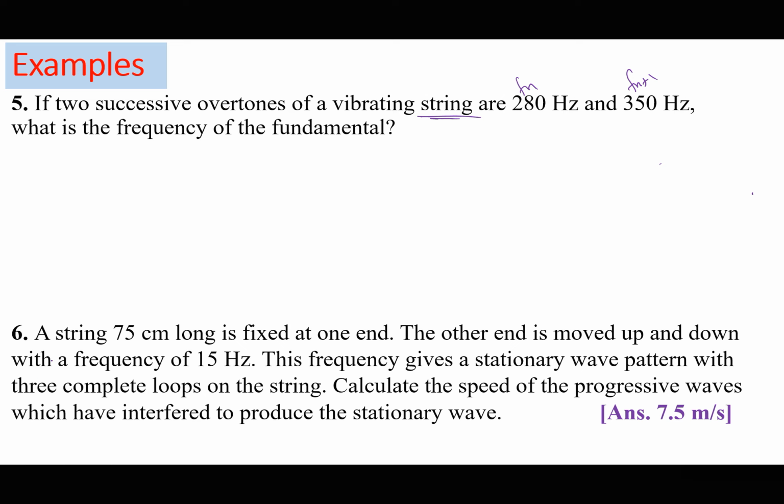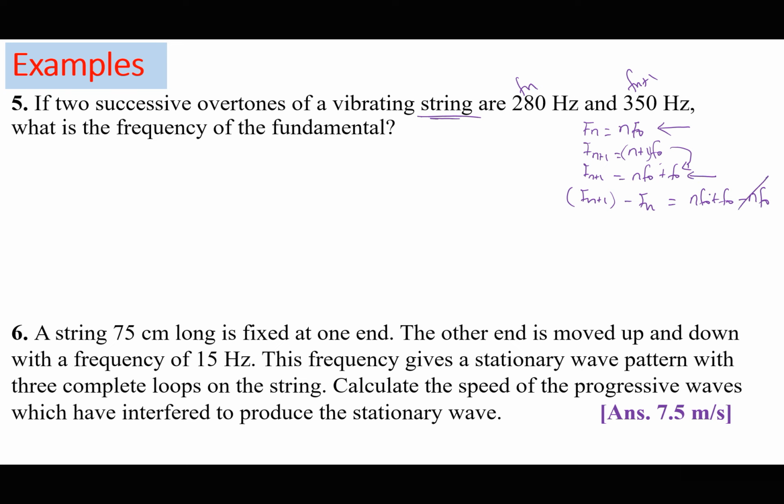So for the first mode of vibration, the frequency Fn is equal to n times F naught. For the second one, it is going to be Fn plus 1, which will be n plus 1 times F naught. When I open this bracket, it is n F naught plus F naught. Then I subtract Fn plus 1 minus Fn, which is n F naught plus F naught minus n F naught. I subtracted this equation minus this one here.